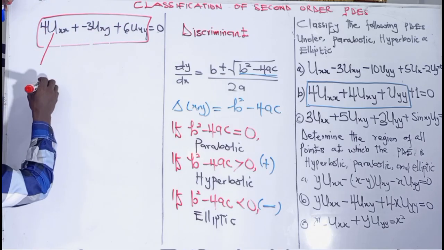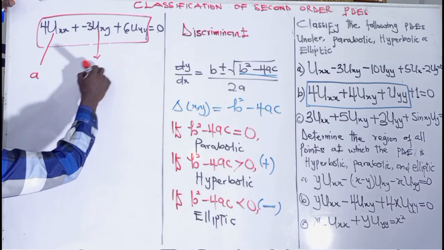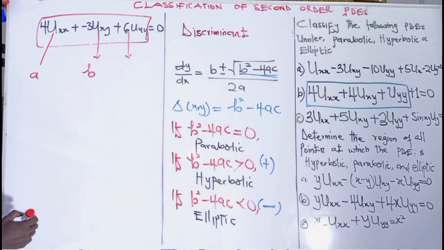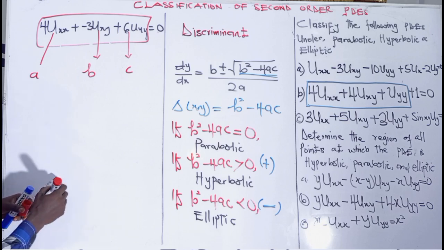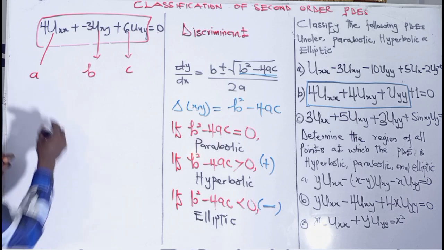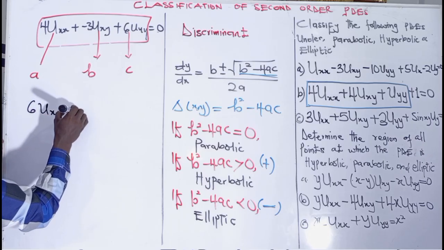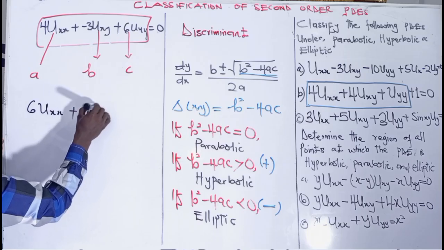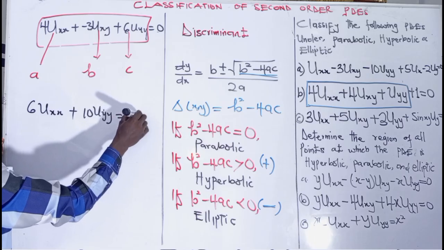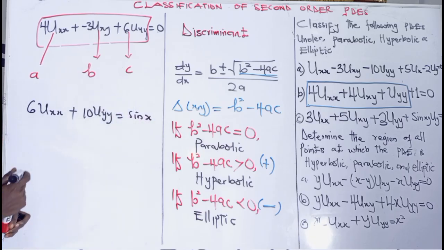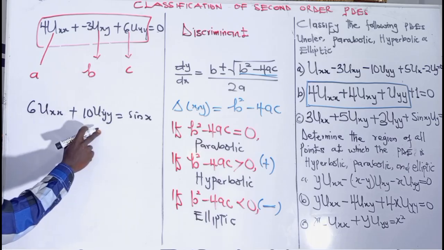The coefficient of uxx is called the a. The coefficient of uxy is what? The b. And the coefficient of uyy is what? Is c. Please kindly take notes. If you have a second order differential equation of this form, let's say 6uxx plus, let's say, 10uyy is equal to, let's say, sine x, and then we have to find our a, our b, and our c. So these are the principal parts, the highest partial derivatives in that equation.